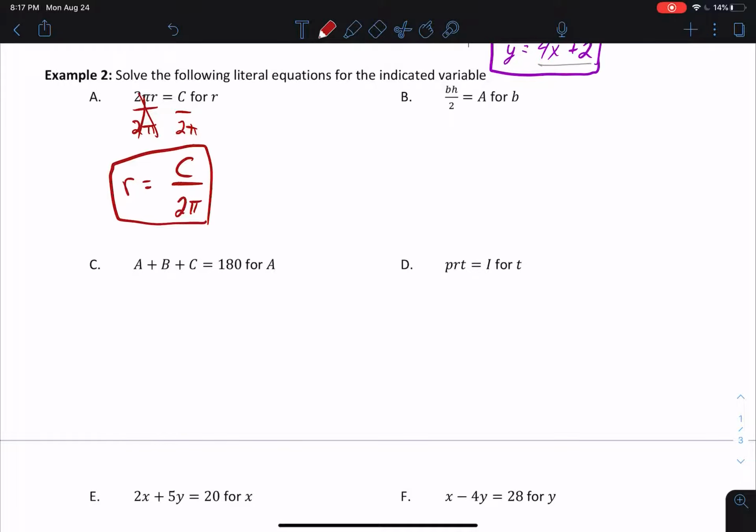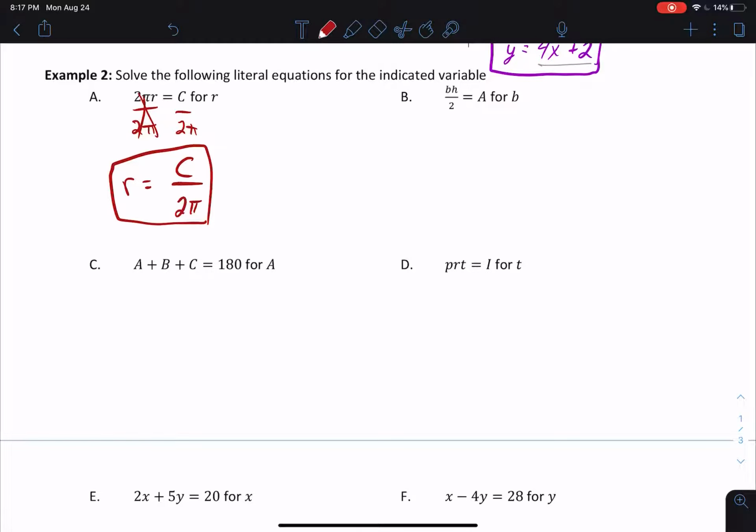All right. B, try on your own, and then I'll throw up the work in a quick second. Let's move on to C. C, we've got A plus B plus C equals 180. I want to solve this for A. All right, so how do I get the A by itself? What are the B and the C doing to A?